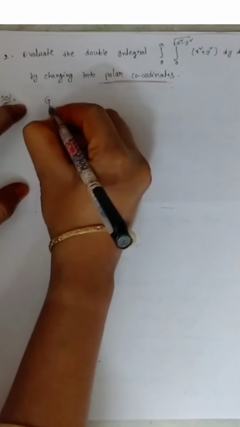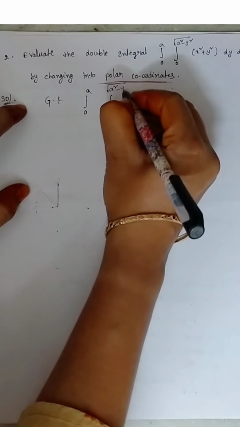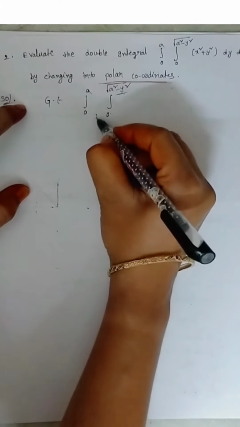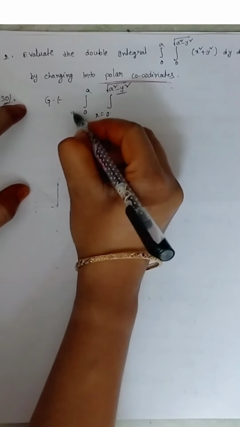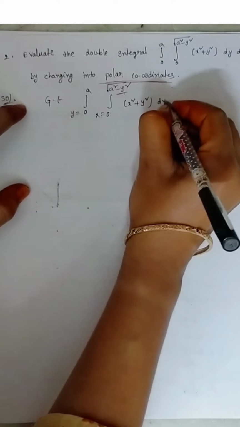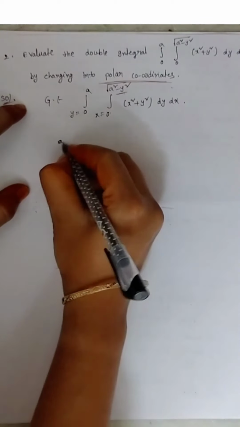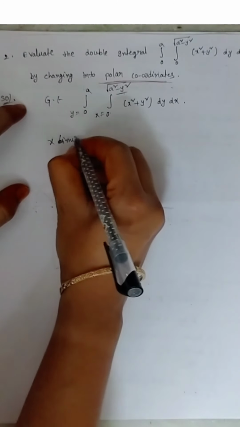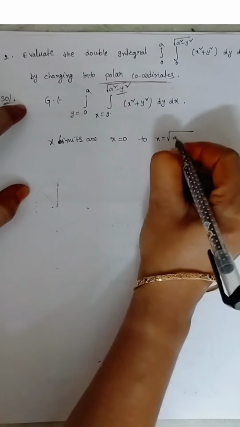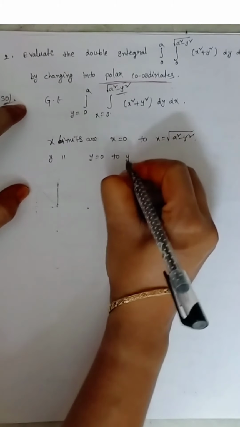So first, given the integral 0 to a, integral 0 to root of a square minus y square. The limits are variable limits and also in the form of y. So these limits belong to x limits and the remaining limits belong to y limits. x square plus y square into dy dx. From this, x limits are x equals to 0 to x equals to root of a square minus y square, and y limits are y equals to 0 to y equals to a.